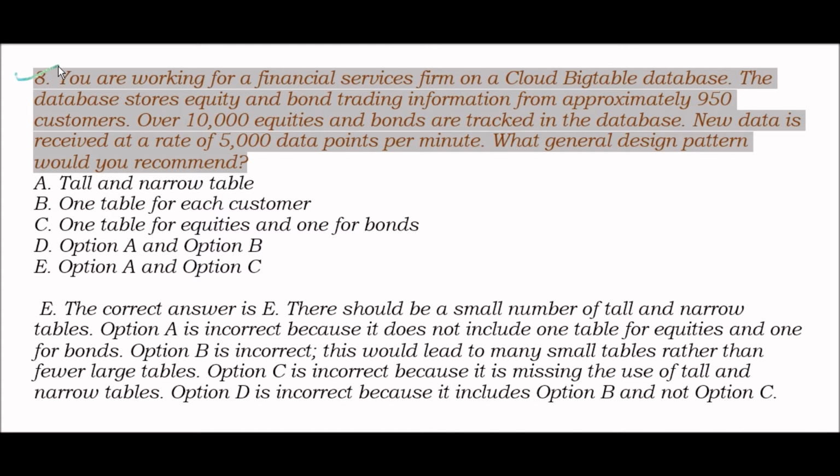Option A, tall and narrow table. Option A, tall and narrow table, is incorrect on its own because it doesn't include one table for equities and one for bonds. In this case, the recommended design patterns are tall and narrow tables, with one table for equities and one for bonds, because there should be a small number of tall and narrow tables given in the question. So the correct answer is option E, option A and option C.